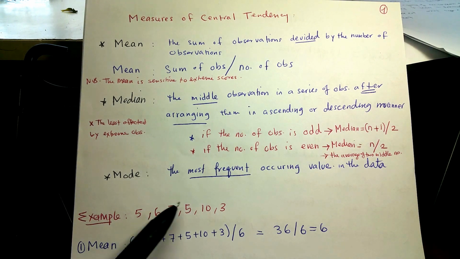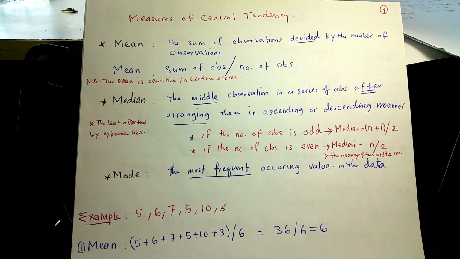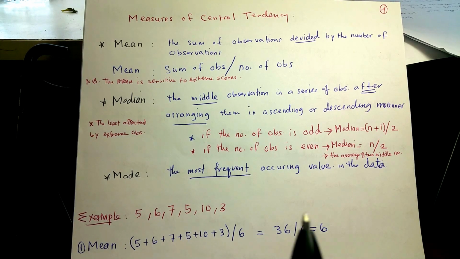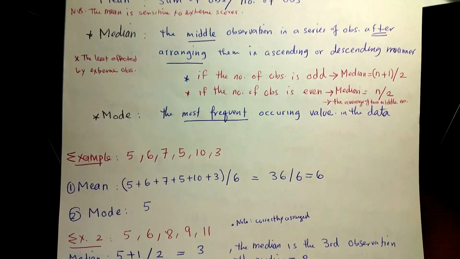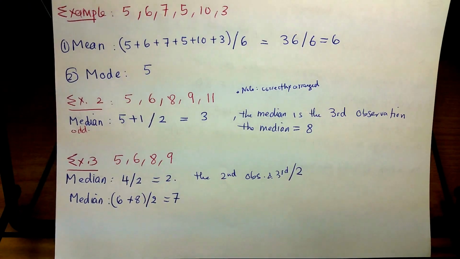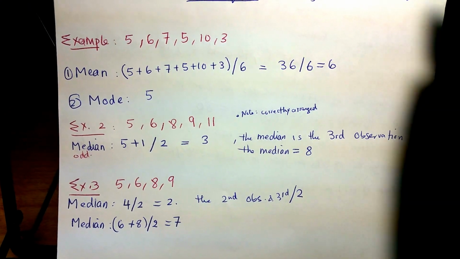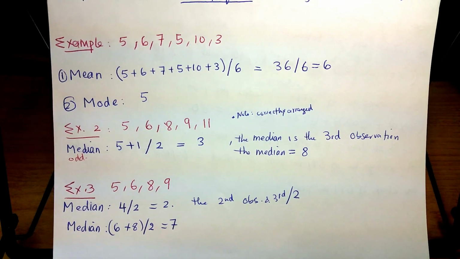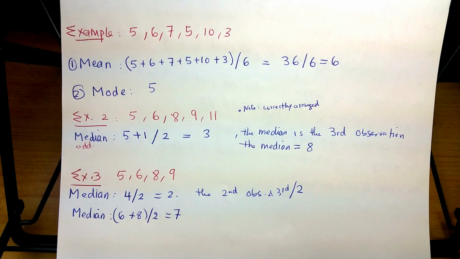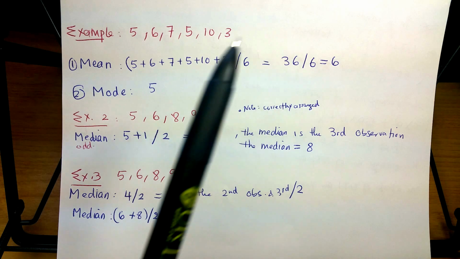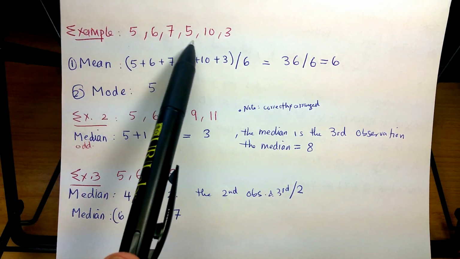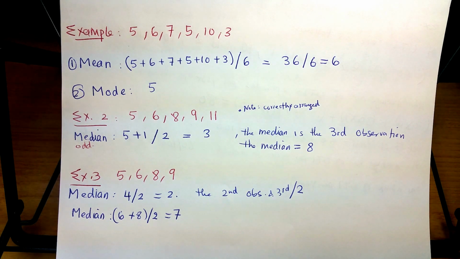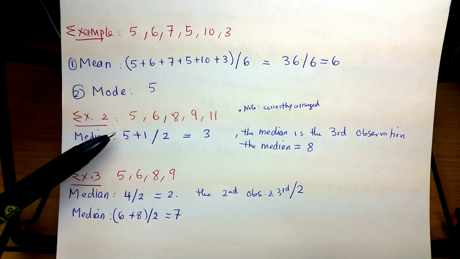So we have this set of values, and we are asked about the mean. So what we do is we add them all and divide them by the number, which are the 6 values, divided by the number will give us the answer. And then the mode is the most frequent one, which is 5. So that's easy. Example 2 here.